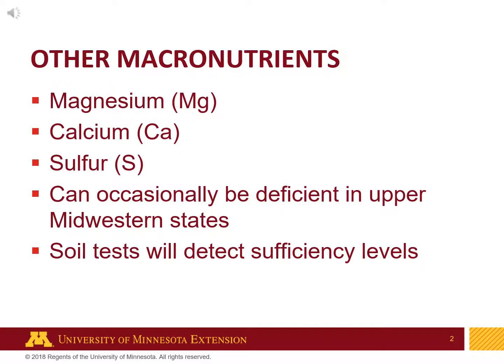In addition to nitrogen, phosphorus, and potassium, the 3 other macronutrients are magnesium, calcium, and sulfur. They can occasionally be deficient in upper Midwestern states. A soil test is the best method for detecting sufficiency levels in a soil. Sufficiency level refers to the level where the plant should have enough of the nutrients to grow properly.